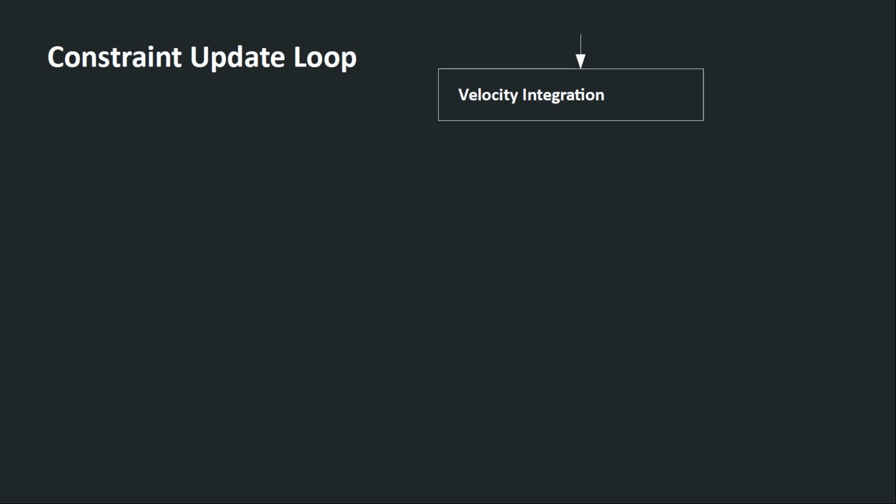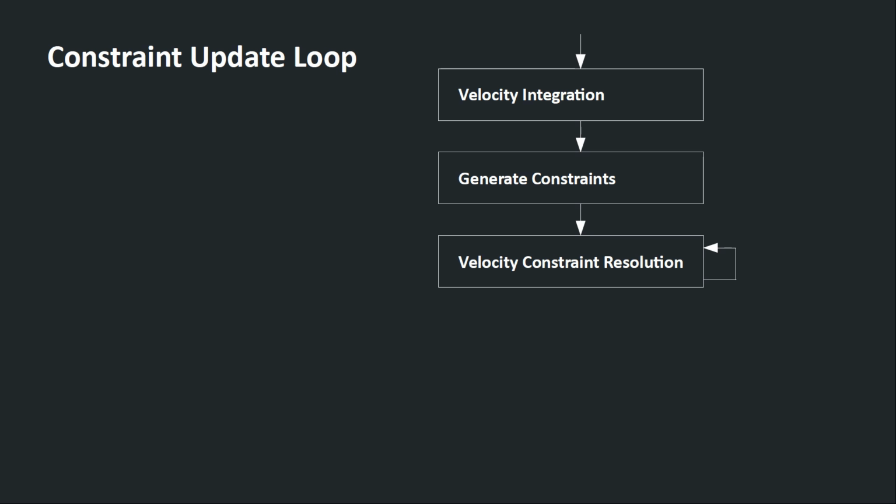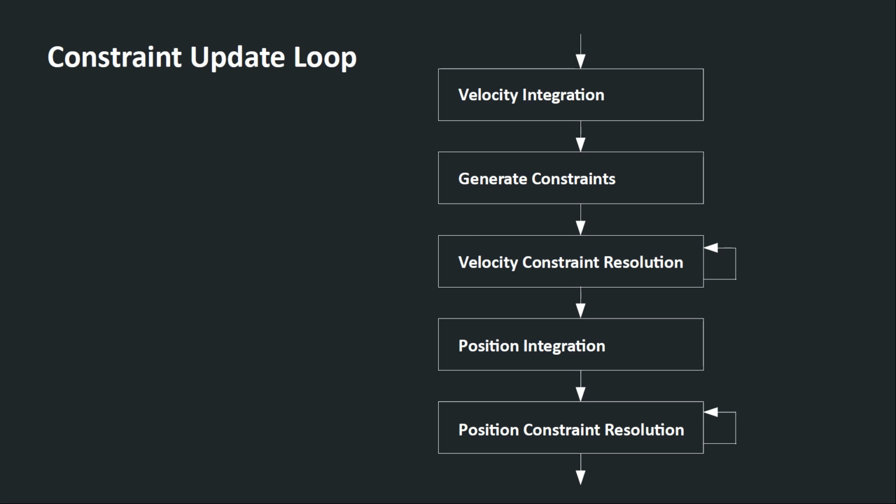If you want to build a constraint engine, here's an example update loop. First, integrate velocity using things like gravity. And then collect and generate violated constraints. Next, solve the constraints by iterating over them multiple times. And then using the fixed velocity to integrate position. And if you have any position constraints you absolutely want satisfied at all times, now is the time to do it. Iterate through all the position constraints, resolve them multiple times. And there you have it, an example update loop.